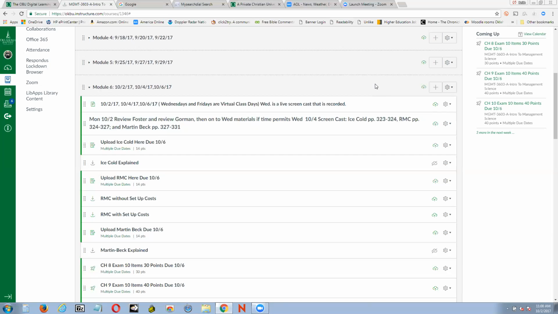Hang on a sec. Let's see. I think Foster is going to be 308 to 310. I'm sorry. Yeah, Foster is 308 to 310. So my apologies. Had it marked and didn't look at it. Page 308 to 310. And this is another one of these as we move into looking at some of these transportation problems that we're going to be working with.